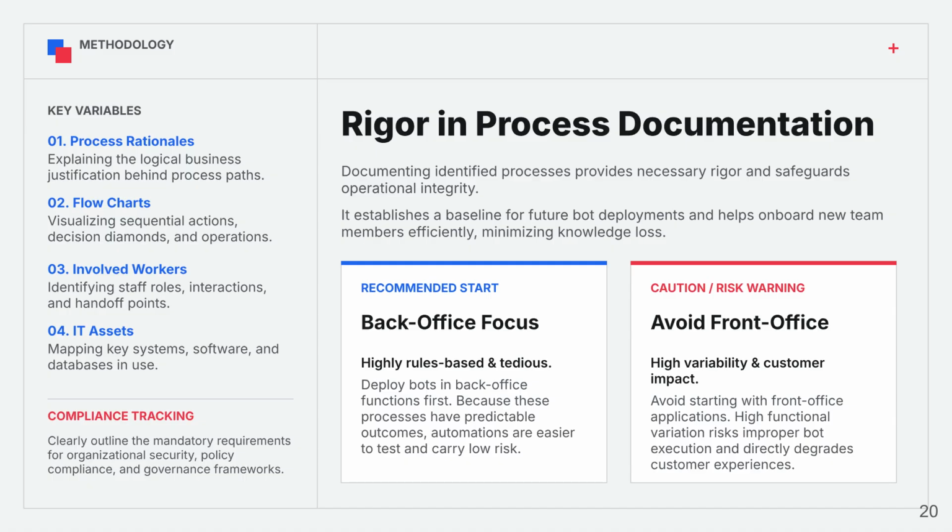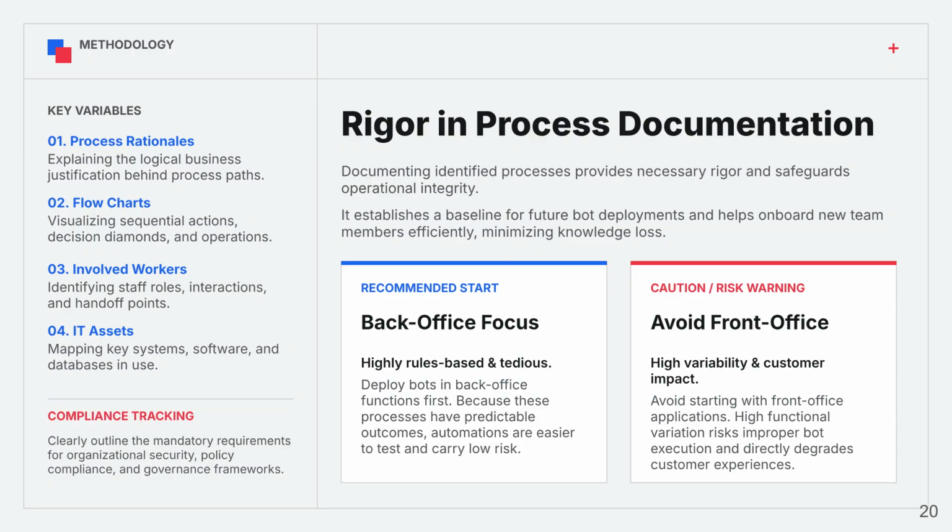Another important aspect is identifying the people involved. Documenting employee roles, responsibilities, and handoff points ensures that software robots interact correctly with human users and support existing business operations without causing disruptions. Organizations must also document their IT assets. This includes the applications, databases, enterprise systems, and software platforms used during the process. Understanding these technical dependencies is essential for designing reliable RPA solutions.